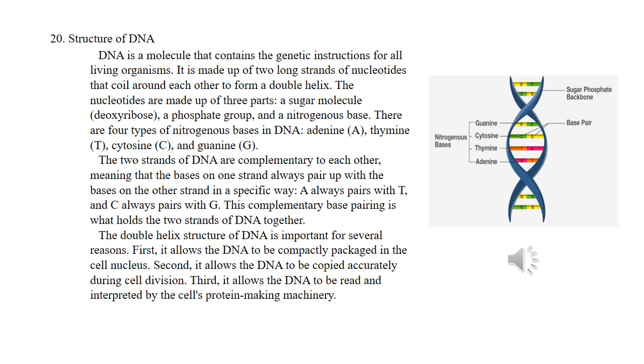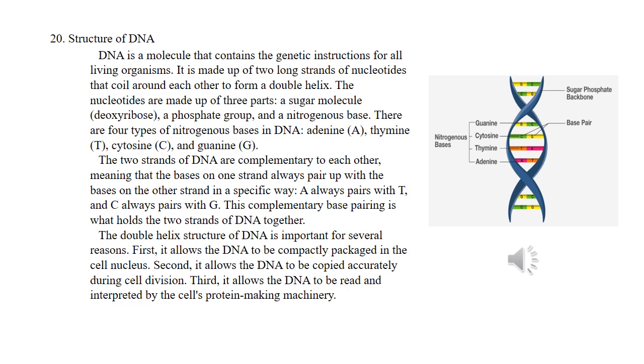Question 20. Structure of DNA. DNA is a molecule that contains the genetic instructions for all living organisms. It is made up of two long strands of nucleotides that coil around each other to form a double helix. The nucleotides are made up of three parts: a sugar molecule, deoxyribose, a phosphate group, and a nitrogenous base. There are four types of nitrogenous bases in DNA: adenine, A, thymine, T, cytosine, C, and guanine, G.